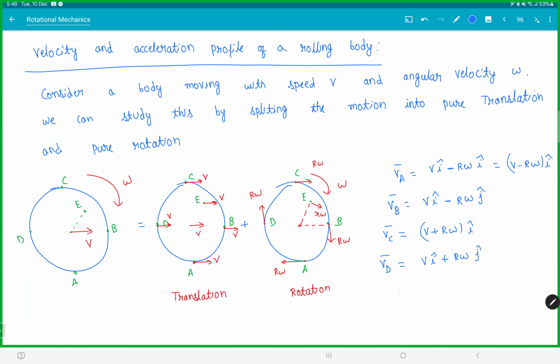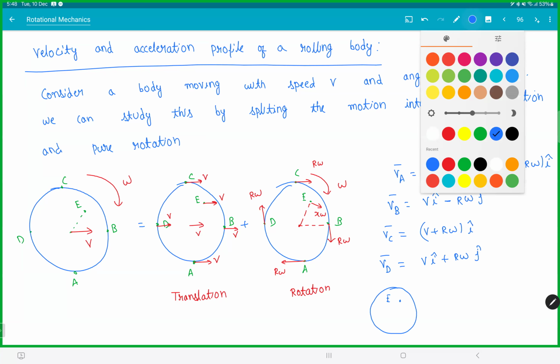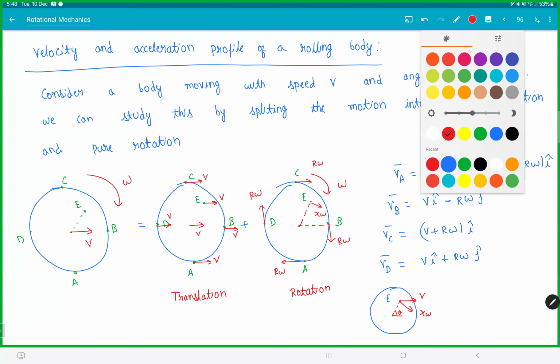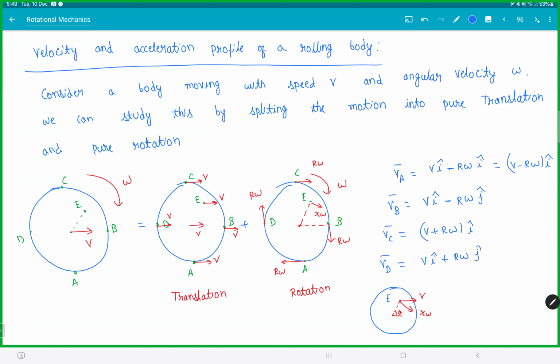You want velocity at E. Now for E, you have to resolve the velocity into components. So this is v and this is x omega. These two, you have to take the resultant. Clear with that? We will try to find the velocity of E in the next thing. So this is how you find the velocity of any point on the rotating body. Is this making sense, everyone?